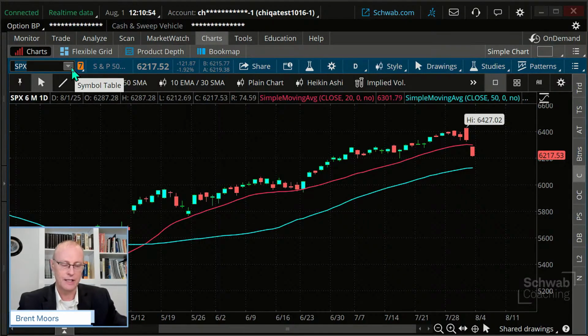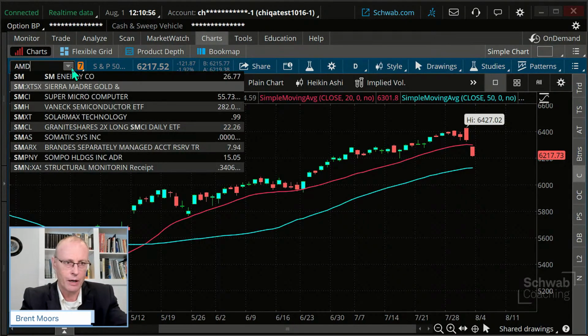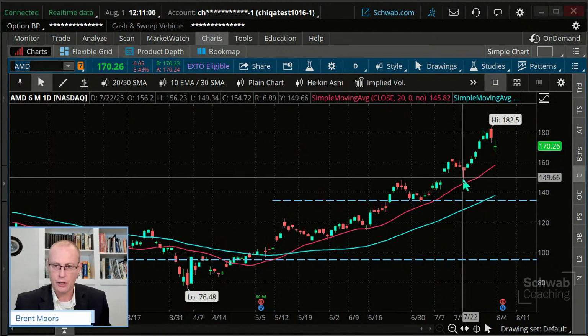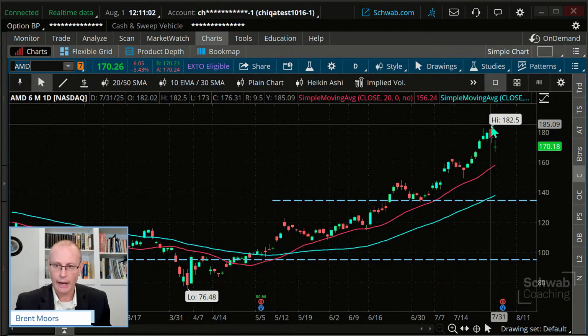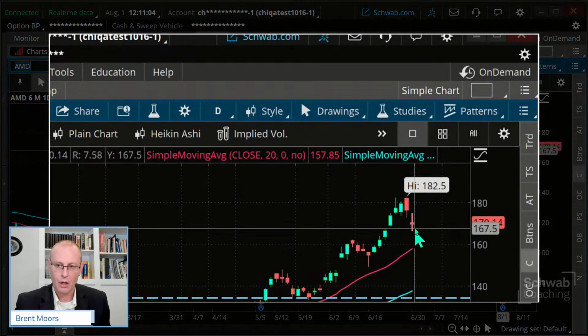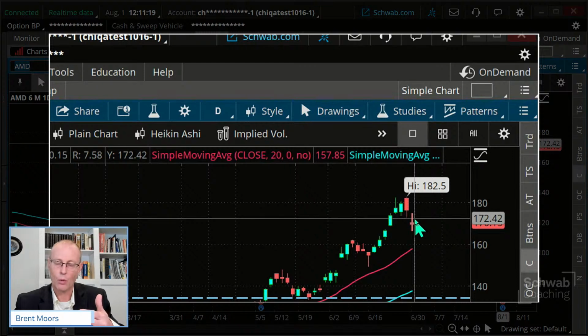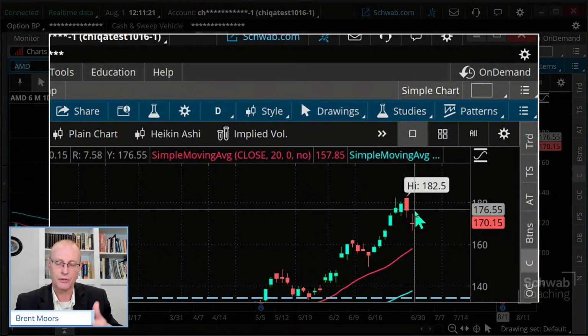What we may see is we may look for that flag. I think we already looked at AMD. And so you can see here's the flagpole and here's the flag. We may look for a bounce here. Do we have to have the bounce before we put in an order for a trade? No, we could put in an order that's contingent, one that will only fill if the stock actually bounces up. Okay?